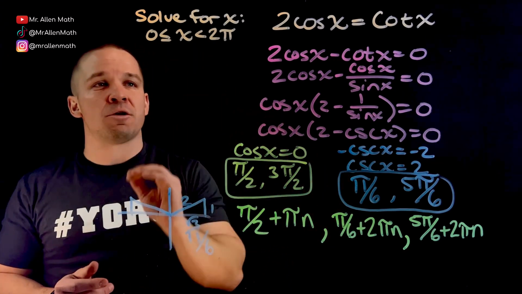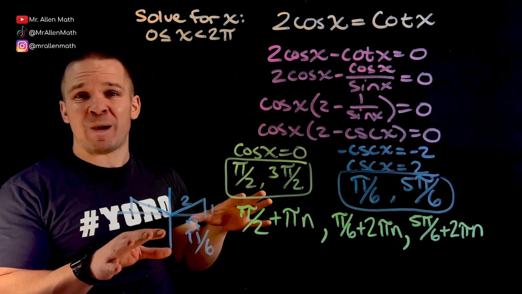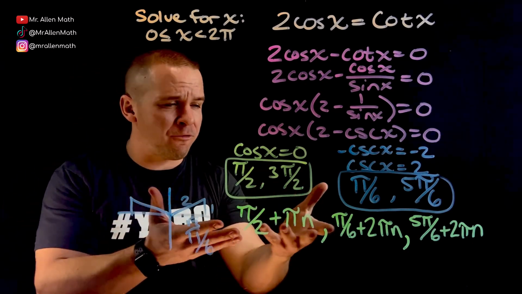Initially 4 solutions for our bounded, and then we got our unbounded ones there. Bonus math. You're welcome.